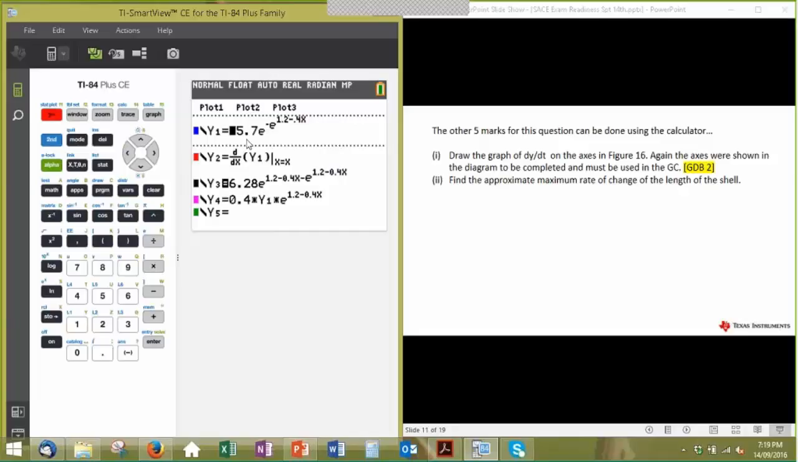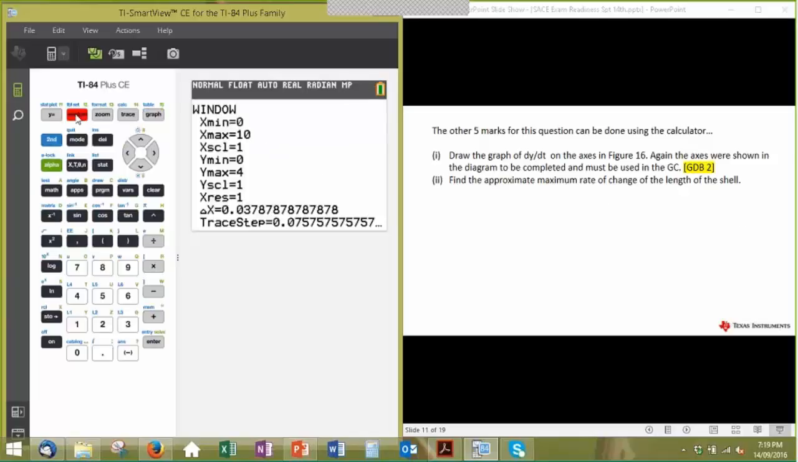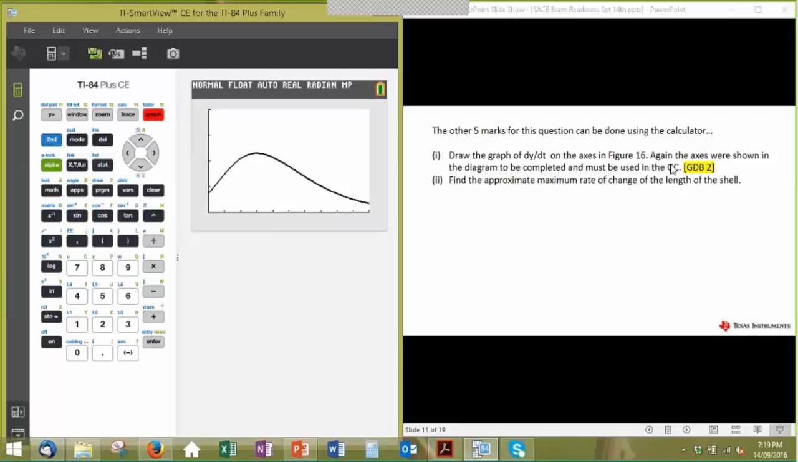So they're already in there, and I also will have changed the window. You notice they're turned off, and so this is the one that's turned on. So this is the graph of dy by dt that should be popping up now. So there's the graph of dy by dt on the axes in figure 16, and the axes were actually given in the question, somewhere between 0 and 10 for x and 0 and 4 for y. Graph the derivative and find the approximate maximum rate of change of the length of the shell.